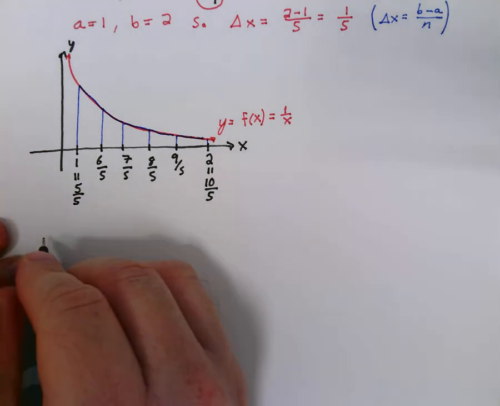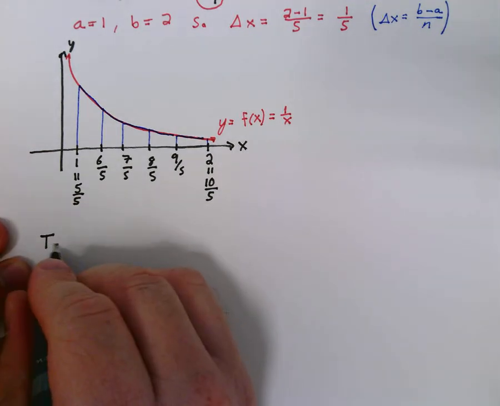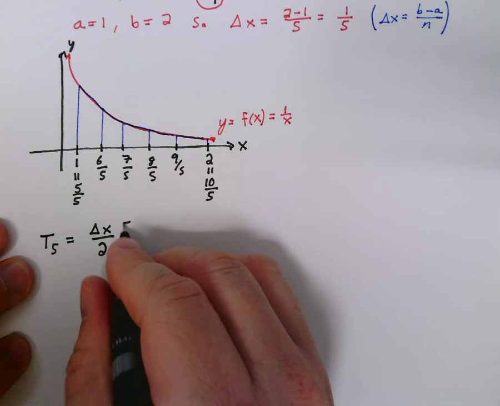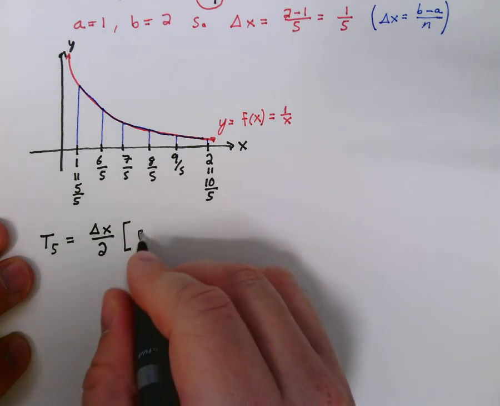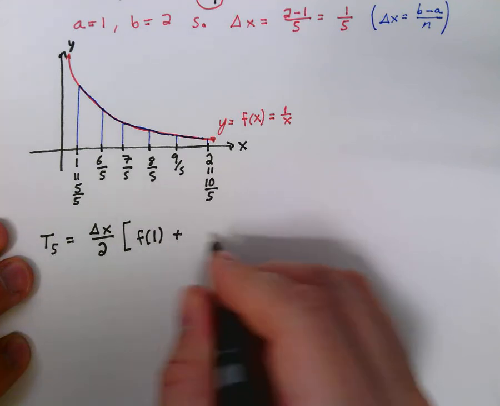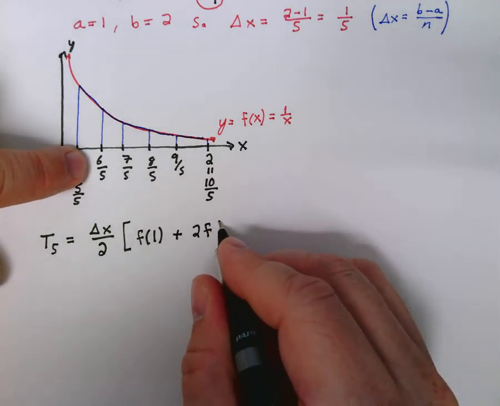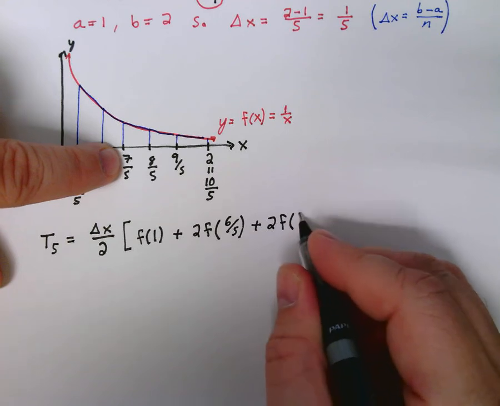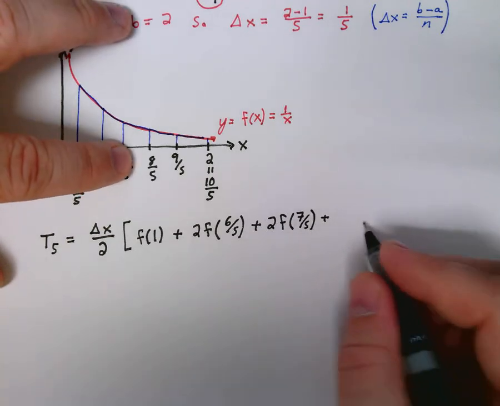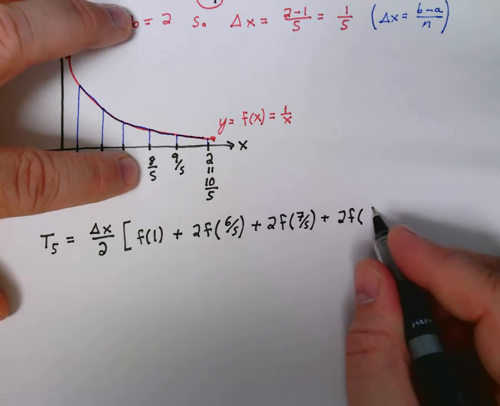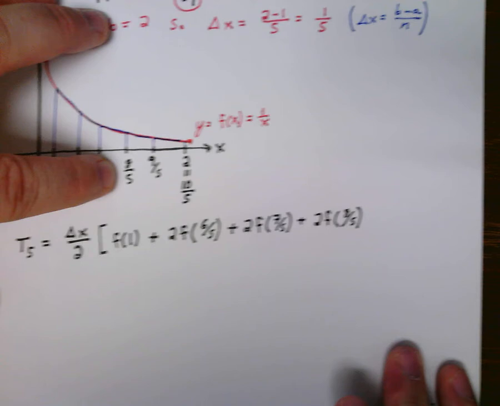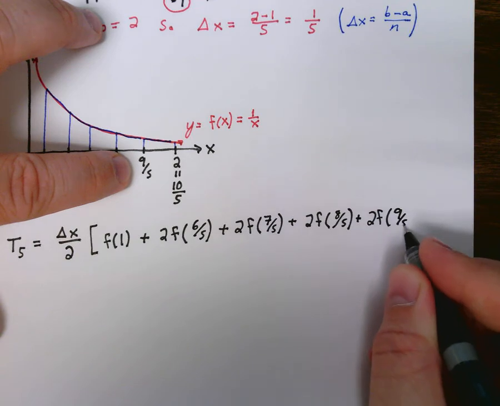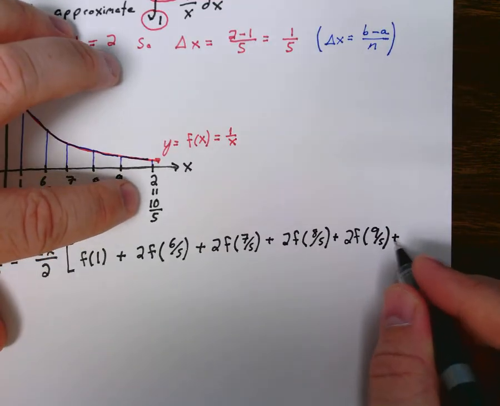Now the formula for this, T of 5, is going to be delta x over 2 times f of 1 plus 2 times f of 6 over 5 plus 2 times f of 7 over 5 plus 2 times f of 8 over 5, okay, plus 2 times f of 9 over 5, plus f of 2.